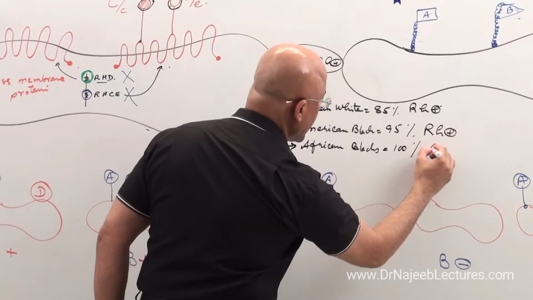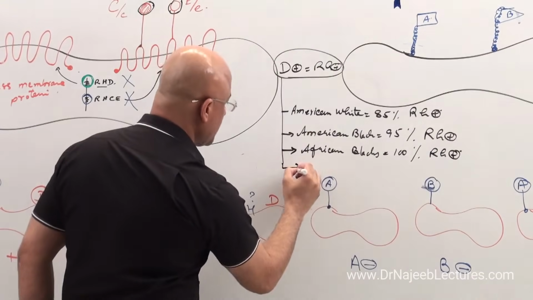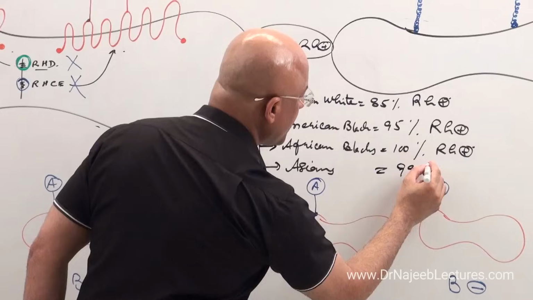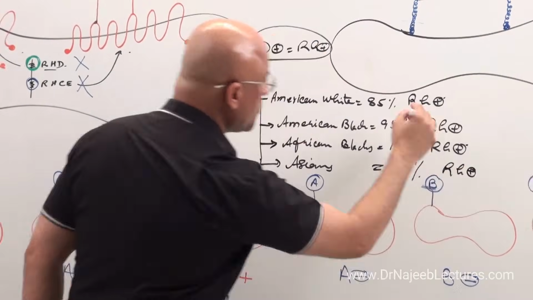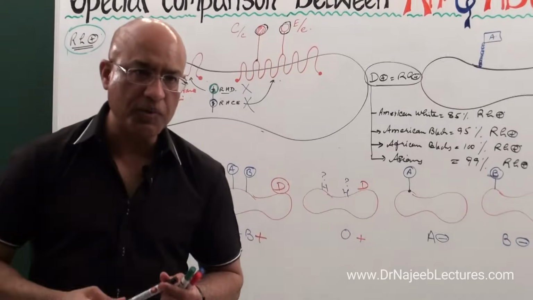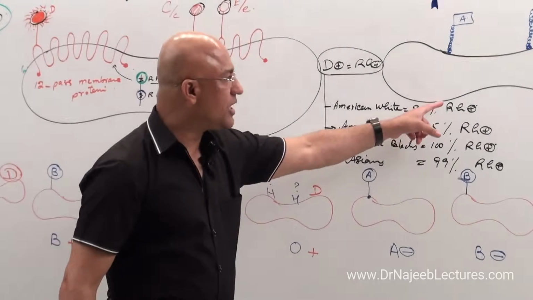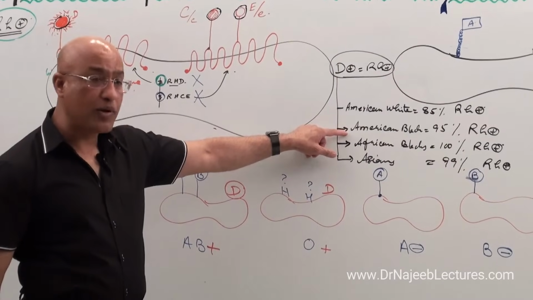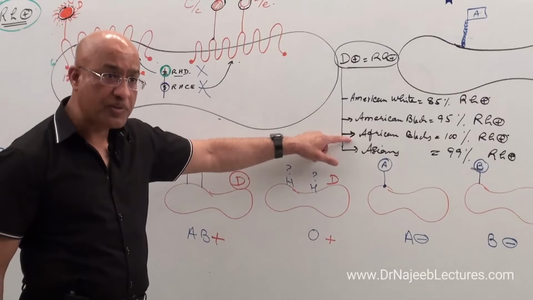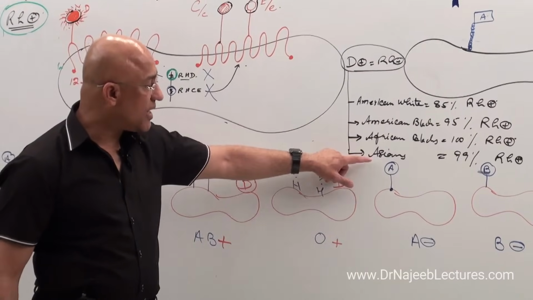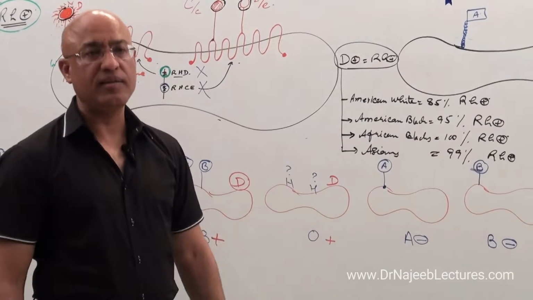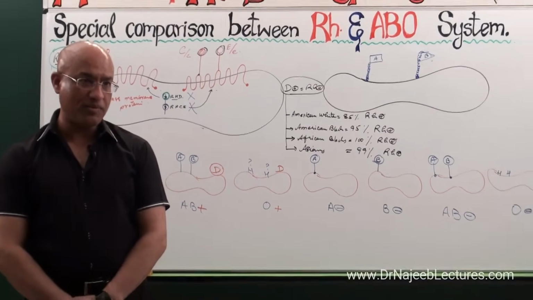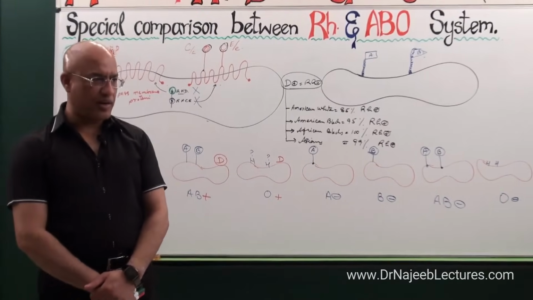And if you come to Asians, almost 99% are Rh positive. So we can say, when we say Rh positive, it means D positive. You can see that D antigen is very, very common: in 85% of white Americans, in 95% of black Americans, 100% of African blacks, and in Asians, 99% of the population has D antigen. It means in the world population, the majority is D positive or Rh positive, right?